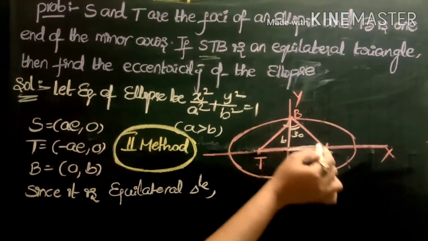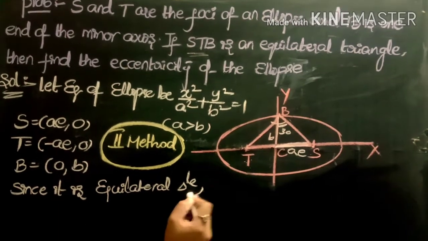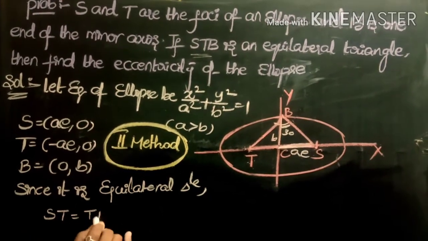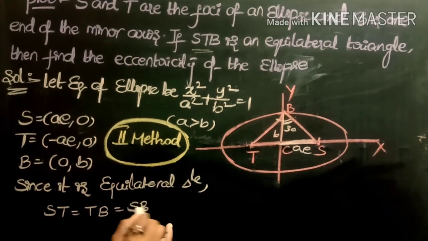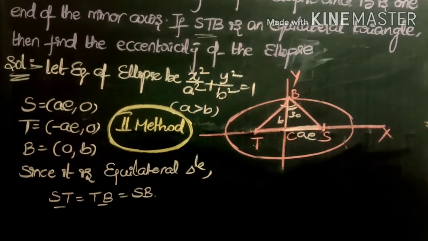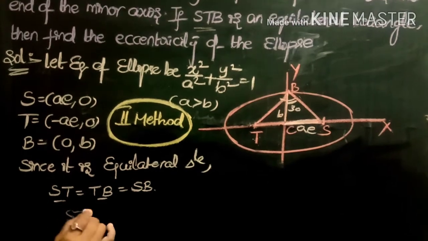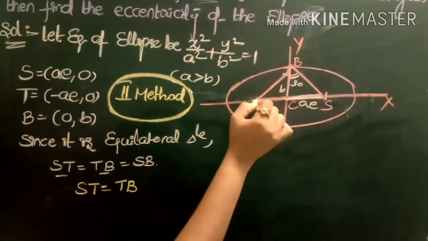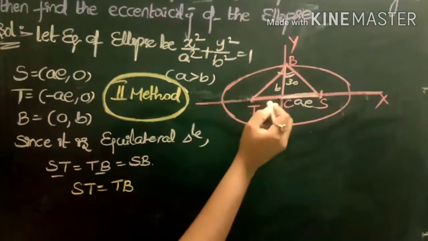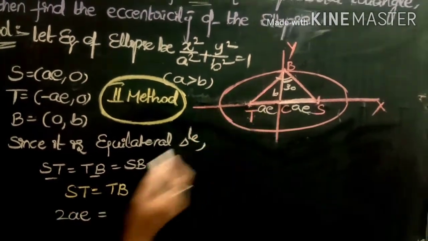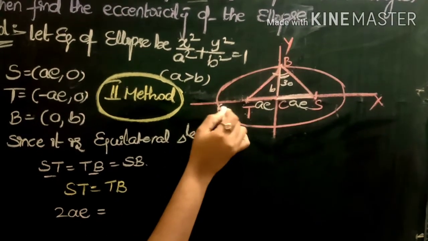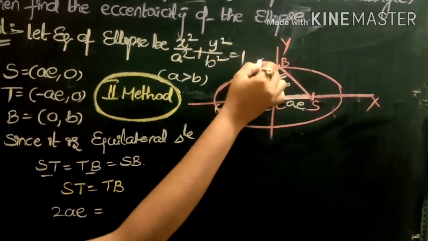Given that it is an equilateral triangle, all sides are equal, that is ST is equal to TB is equal to SB. Now we are equating any two distances here. When we equate ST is equal to TB. What is the ST value? ST is equal to the distance between these 2 points. What is the distance between these 2 points? Distance AE plus AE, 2AE is equal to TB. Distance between these 2 points: this is minus AE comma 0 and this is 0 comma B.